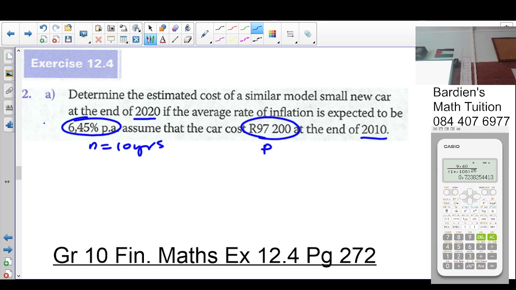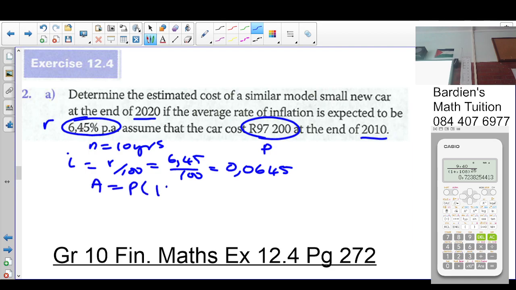Then this is your interest rate. So to calculate your i, it's a rate of 100, which is 6.45 over 100, which is equal to 0.0645. What formula do we use? Compound formula. So A is equal to P into 1 plus i to the exponent n. I write this formula down so often that I start memorizing it. The formulas are not given in the exam. So what's your P value? 97,200 into 1 plus 0.0645 to the exponent.